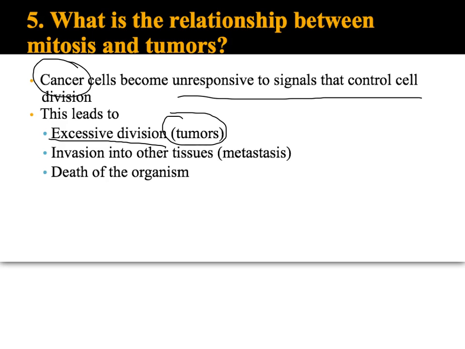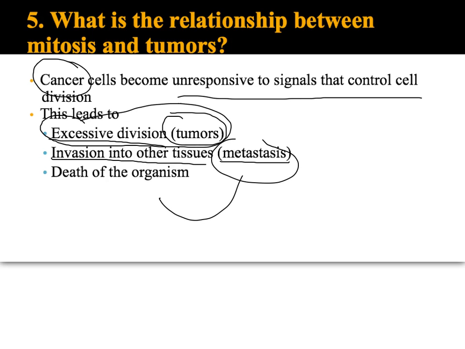that have divided too much. Oftentimes, we get so many cells built up in this tumor that those cells start to leave and invade other tissues, and this invasion of other tissues is called metastasis. And finally, the combination of these two things, excess division and metastasis, often lead to death of the organism.